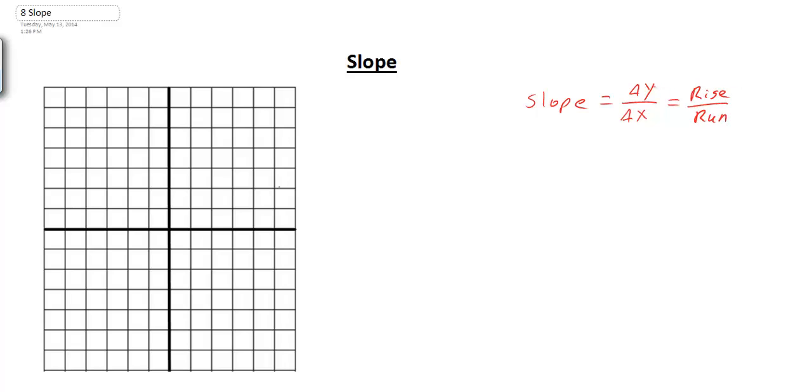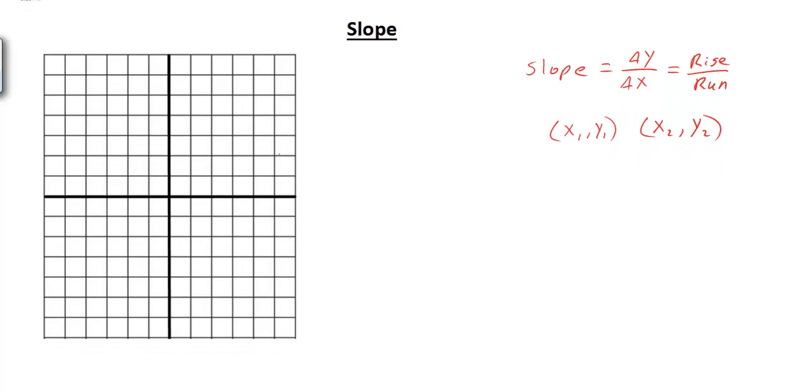The rise is your y, which is going up and down, and the change in the x is the run, which is going left and right. So the slope is simply looking at, as your y changes, what is the change in your x? If we're given 2 points, for example, x sub 1, y sub 1, and another point, x sub 2, y sub 2, the little sub numbers just tell us that we're looking at 2 different points.